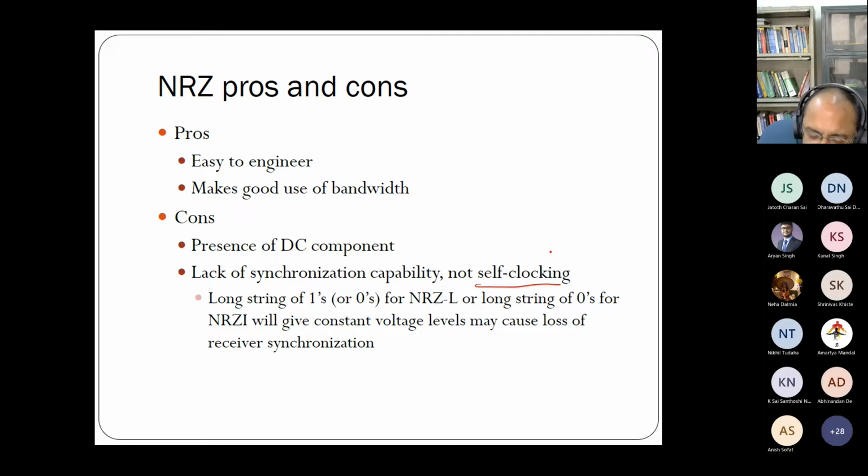So for NRZL, long strings of ones or zeros; for NRZI, more improvement, but long strings of zeros will still give long constant voltage. I don't want long periods of constant voltage. That is what we're saying, that there is nothing that the receiver can use to say that, oh, the transmitter thinks here is the bit interval start.